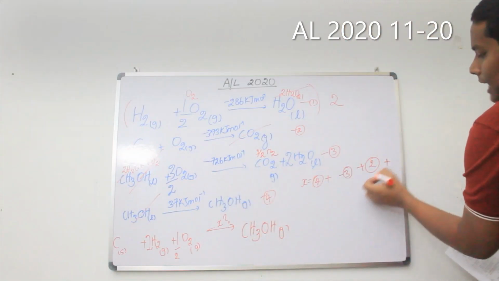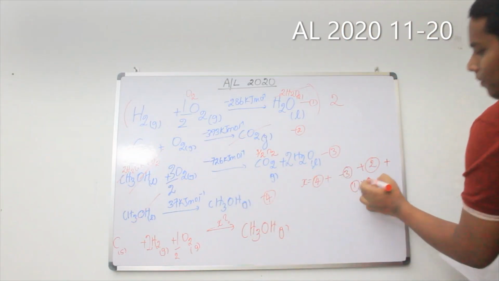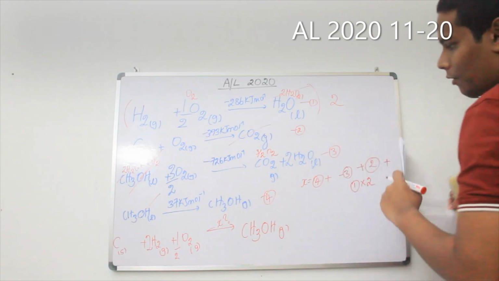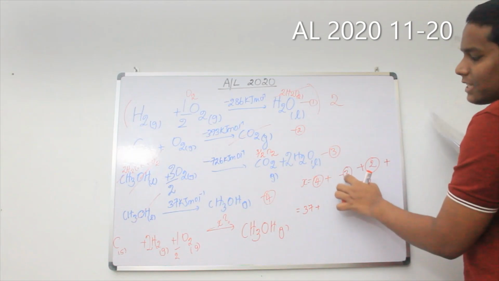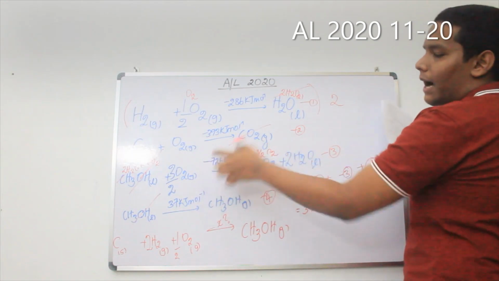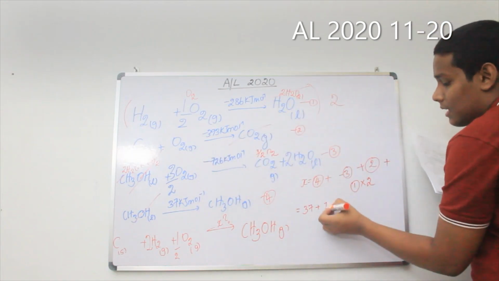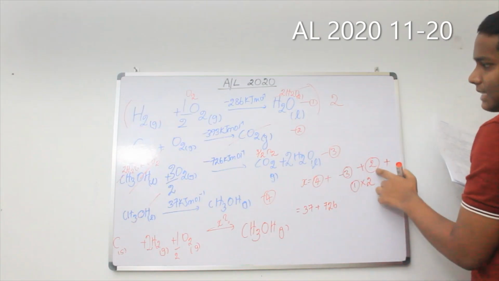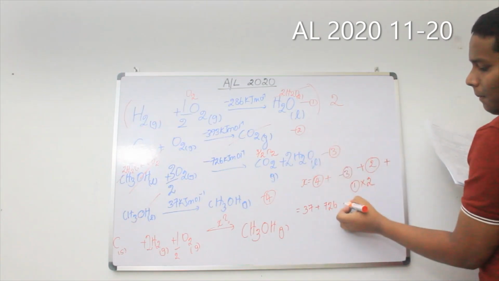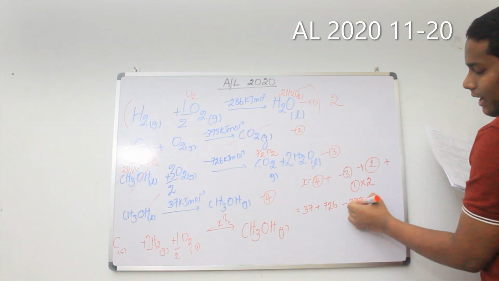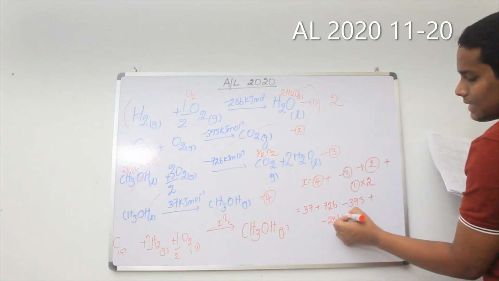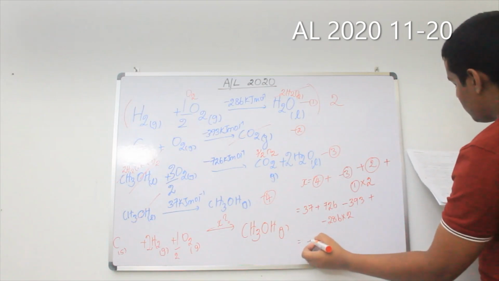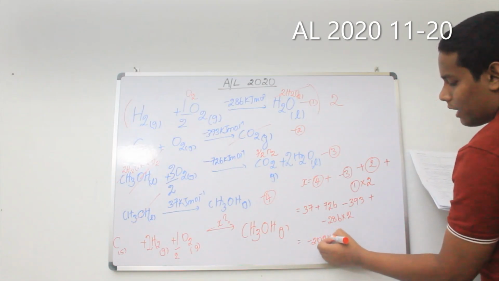So it should be plus the first equation into 2. If you do this, the fourth equation, what is the value? 37 plus the third equation minus 726, so that is plus 726, plus the second equation minus 393, plus the first equation minus 286 into 2. If you solve this, you will come up with 202 kilojoule per mole.